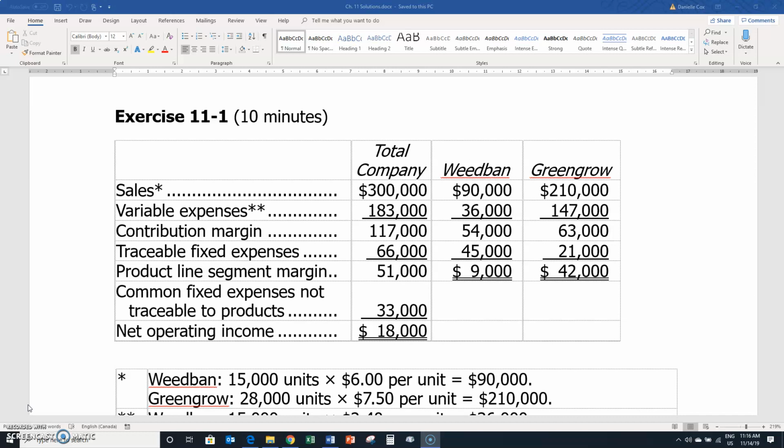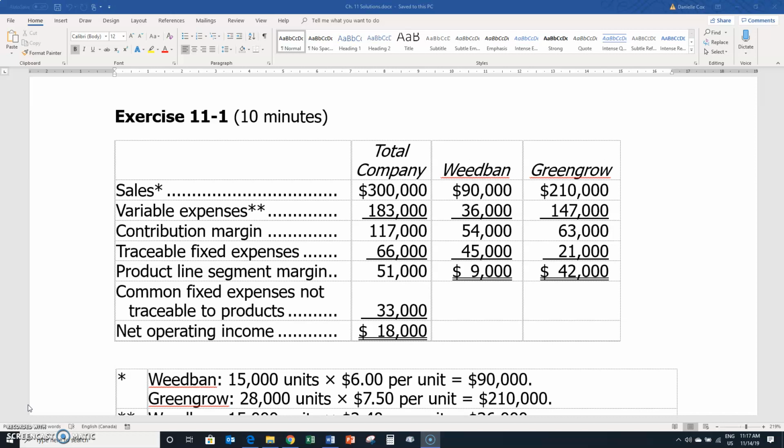Let me double check. Yes, we start at service department cost allocations on page 518, and we just do that page 519 and 520.